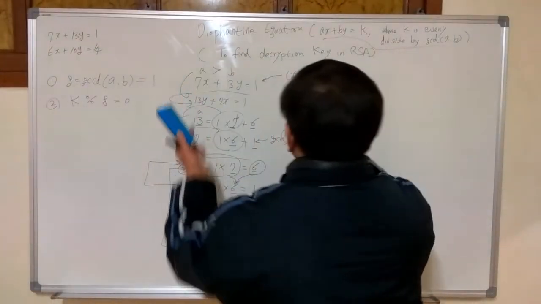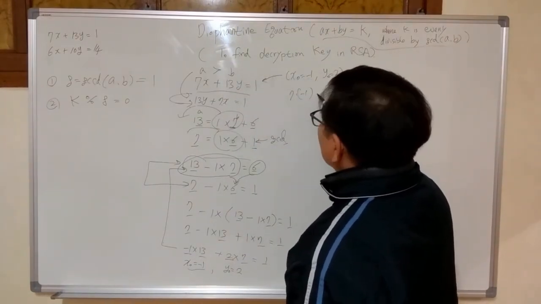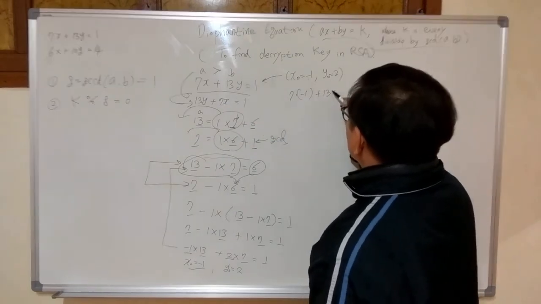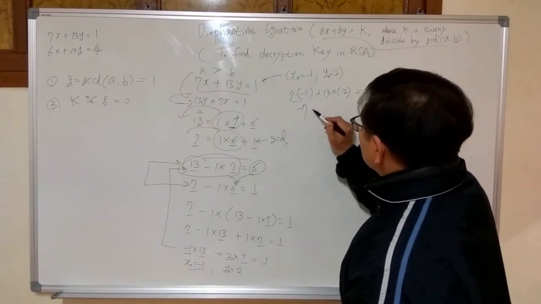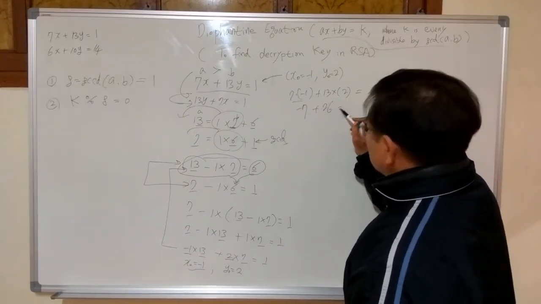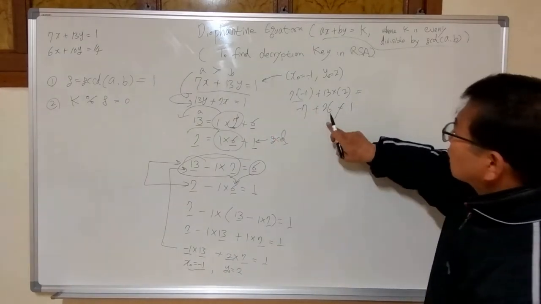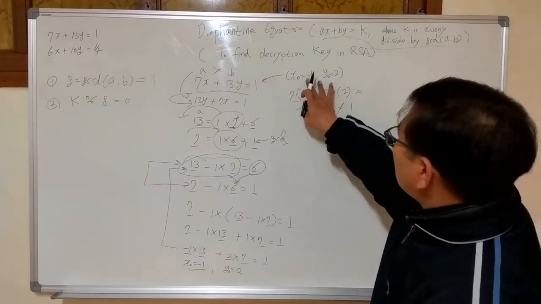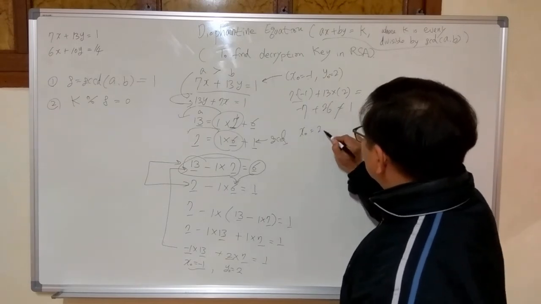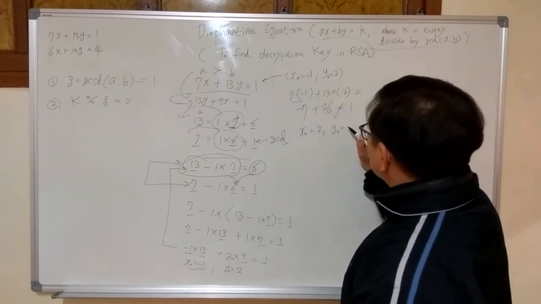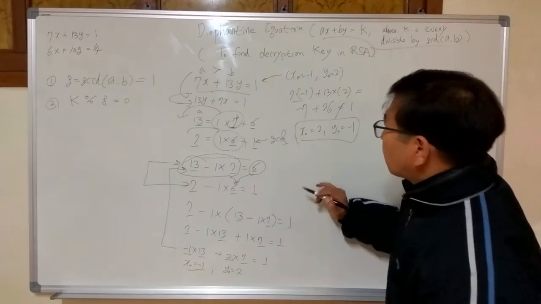So we put 7 times minus 1 plus 13 times 2, which is minus 7 plus 26. This is not 1. This equation doesn't hold. So we have to swap them like this. If we swap, x0 becomes 2, y0 becomes minus 1. So if we insert this again, then it holds. This equation holds.